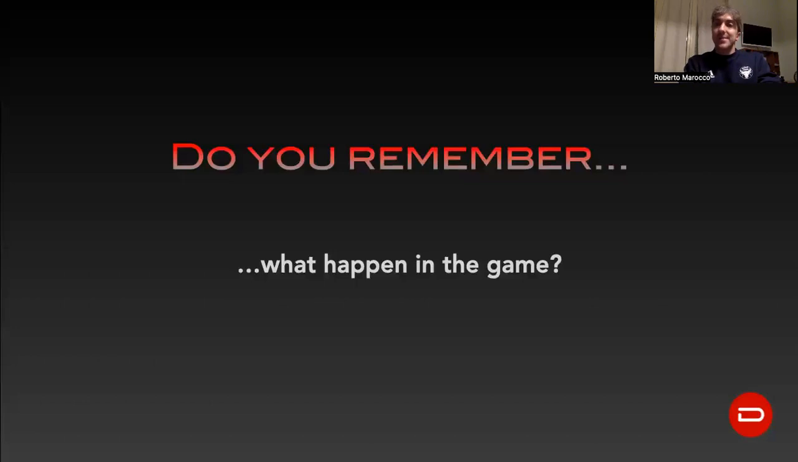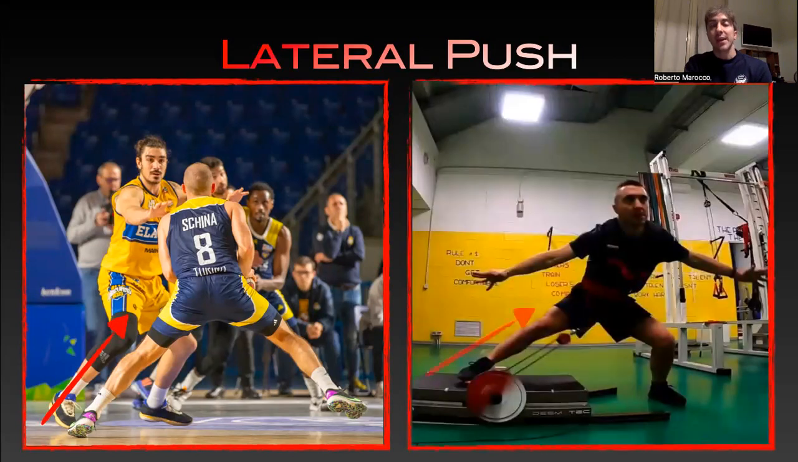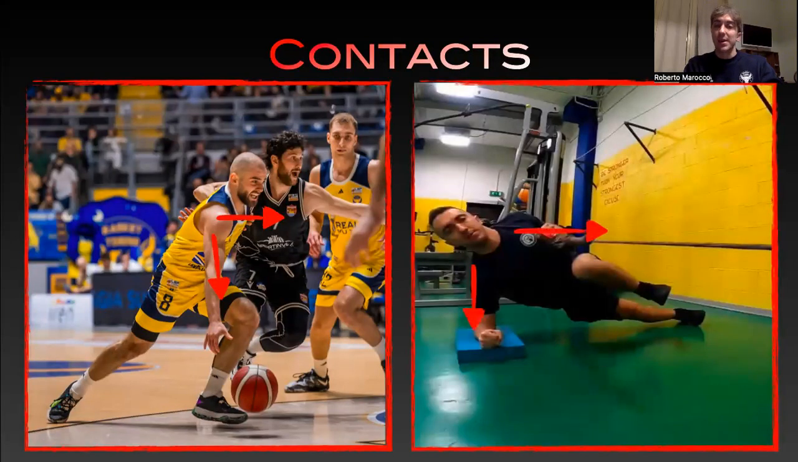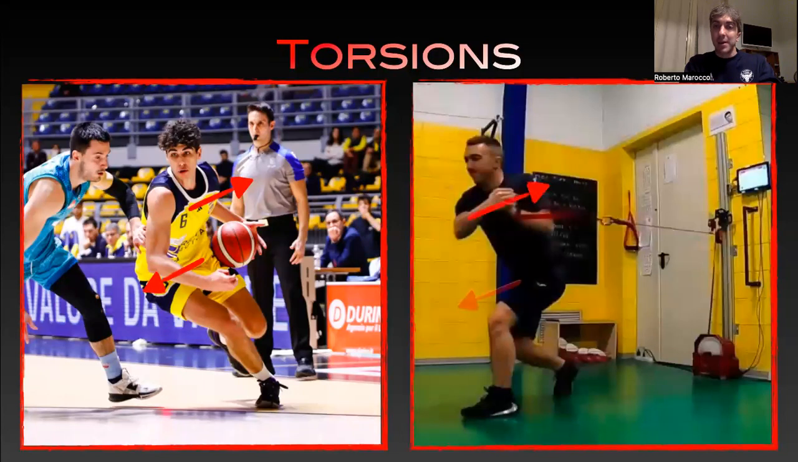So, let's remember what happened in the game, what we've seen before. We did lateral push, and we can train in this way for the power development. We work with contact, and we've seen the gravity and the instability of a cable with an inertia, with a flywheel. We've seen how many torsions we get in a game and how many torsions we can perform in practice.